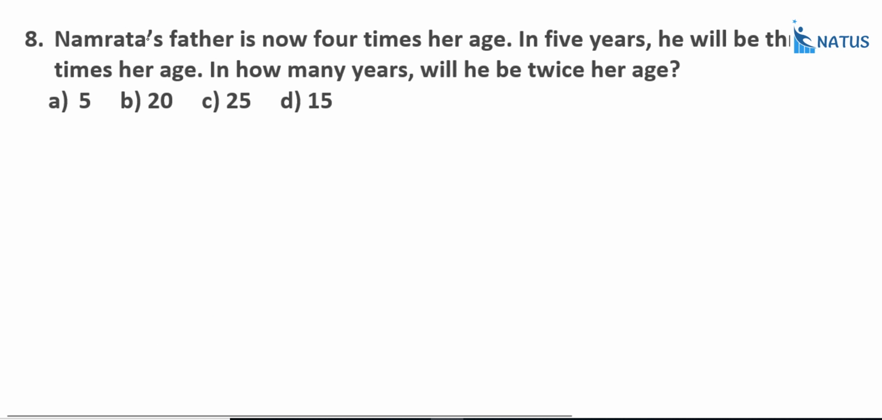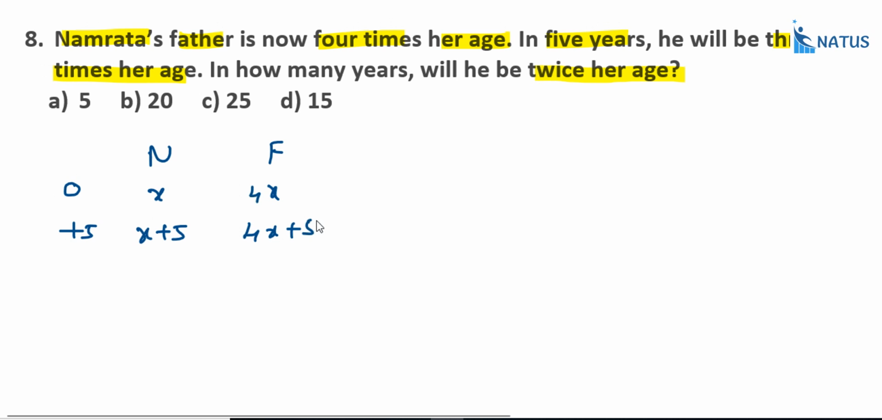Next, the eighth one. Namrata's father is now 4 times her age. In 5 years, he will be 3 times her age. In how many years will he be twice her age? Now, Namrata and father, at present let us take 0. Suppose Namrata's age is equal to x. What is the father's age? That is equal to 4x. After 5 years, Namrata's age becomes x plus 5, and father's age becomes 4x plus 5.